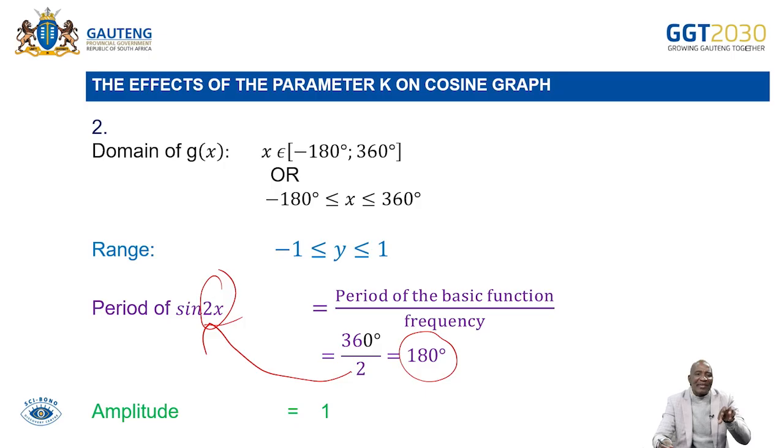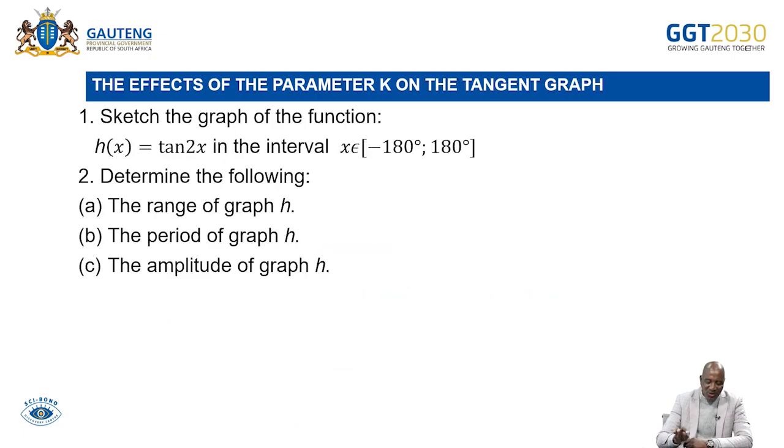If they put a half k, you divide by half. It means it is going to take longer to complete. If they give you k is a quarter, you divide by a quarter. You will see how long it takes to complete a cycle. But seemingly, when you put a whole number like 2, 3, 4 going up, seemingly the period gets smaller and smaller. So what does that mean? We shall see as we continue. Okay. Amplitude stays at 1.